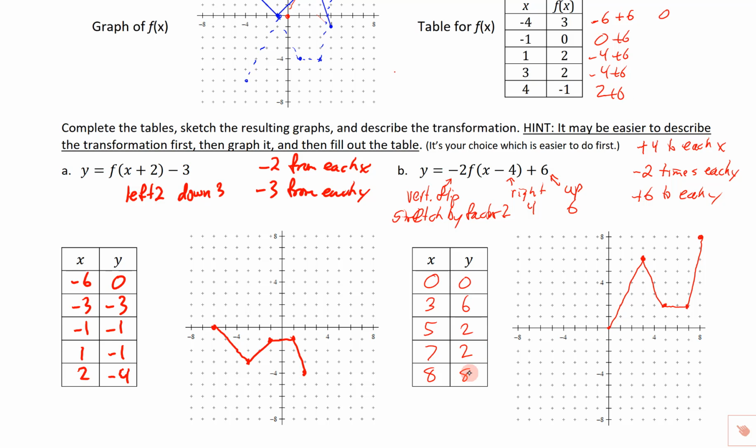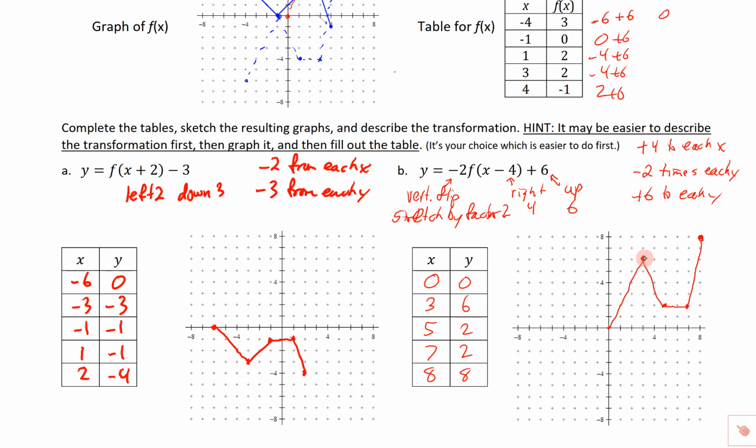Now let's just check and make sure that we've got this right. Well, 8 comma 8 is right there. That one checks out. 7 comma 2, right there. That checks out. 5 comma 2, that checks out. 3 over, 6 up. Yep, that one checks out. And then 0, 0. Looks pretty good. So that's how you do it.